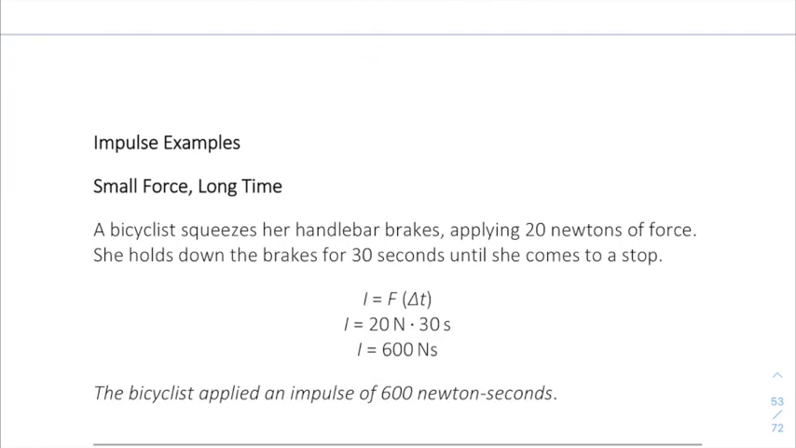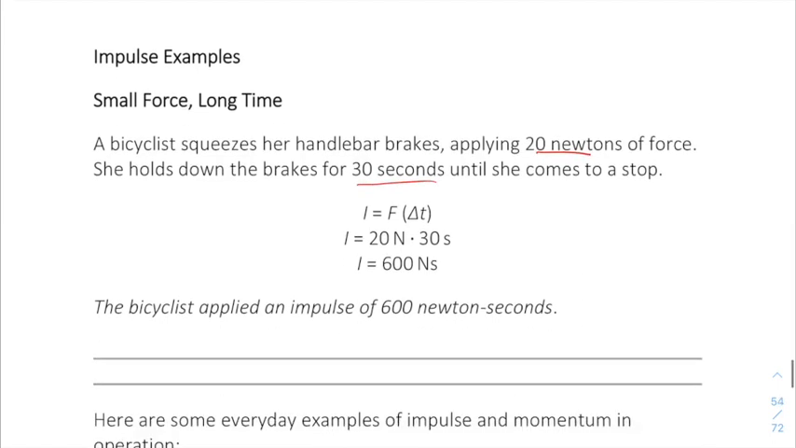So a bicyclist squeezes her handlebar brakes and applies 20 newtons of force, so that's from her hands, and she holds down the brakes for 30 seconds until she comes to a full stop. So in this case, the impulse is equal to the force, 20 newtons, times the time, 30 seconds. So she gets a total of 600 newton seconds as an impulse.